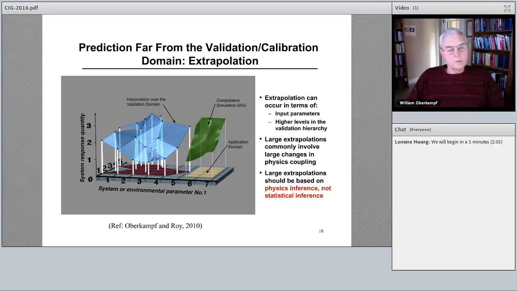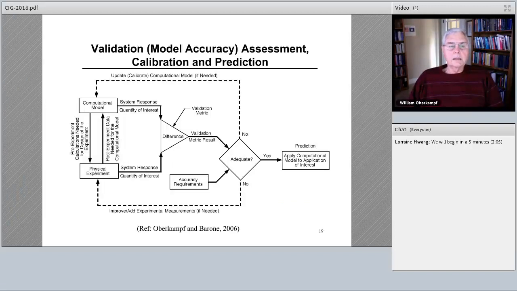And that is why we stress that extrapolation is based on the physics in the model. And if that physics is not in your model, then you have no statistical reliability of that, because it's not a statistical problem. So large extrapolation should be based on physics inference, as opposed to statistical inference, even though those tools are very well developed. The tools of physics inference are not, and I'll talk a little bit about that later.